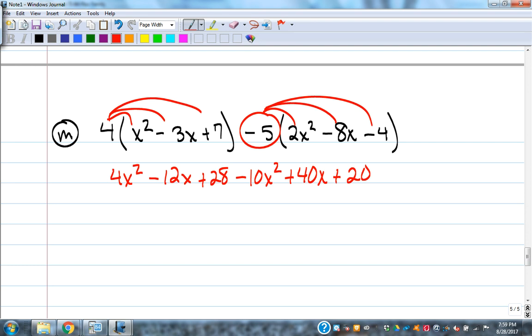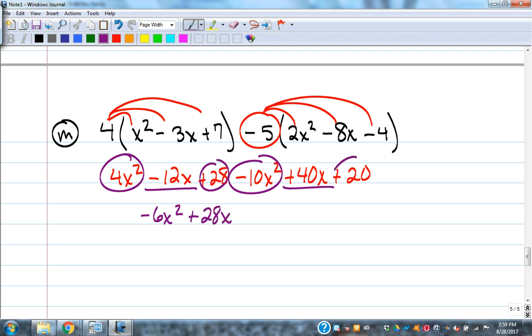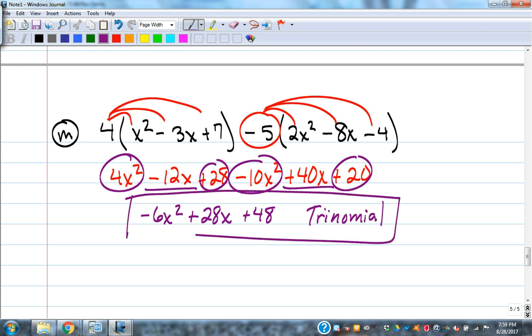Now we don't have parentheses to worry about. We don't have any multiplication happening before addition and subtraction. We can combine like terms straightforward here. So 4x squared goes with the negative 10x squared. And then negative 12 and 40, how much? 28x. And then we got 28 and 20, that'd be 48. And that would be called a trinomial. Spell it right, it's trinomial. So combining like terms: remember, if anytime you see parentheses with a number or a letter out in front, multiply first and then combine like terms. You gotta follow that order of operations.